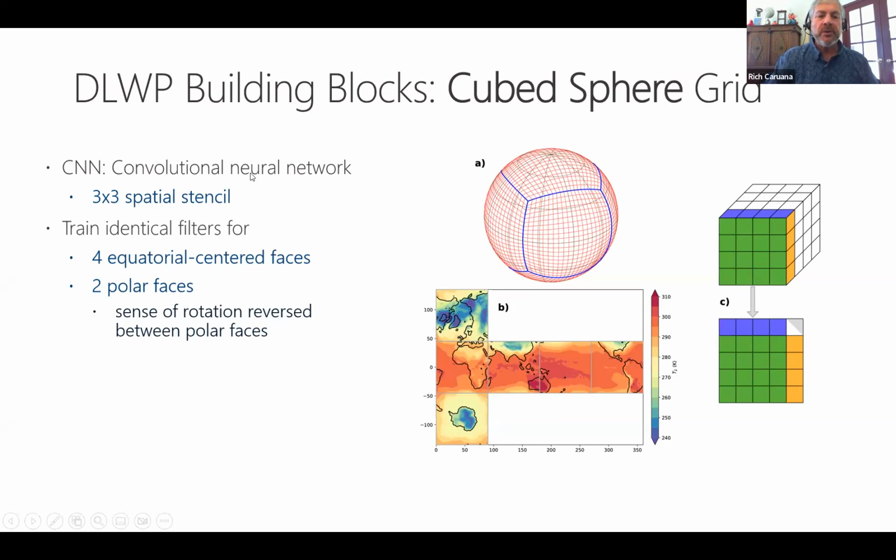And then what we're going to do is train a neural net so that it's learning the same function for the northern face and for the southern face, except that the rotation has to be reversed. And then we're going to learn the same functions for each of these 4 faces that runs around the middle of the Earth. So that's roughly our setup.